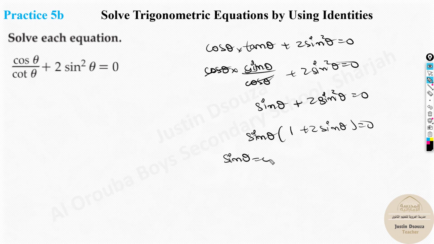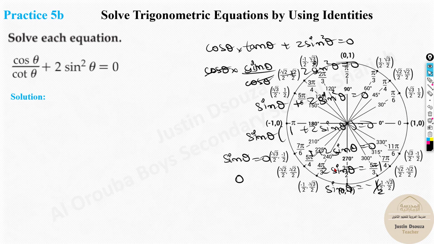Now it's sine theta equals 0. So the answer over here will be theta is 0. And what about this one? 1 plus 2 sine theta equals 0. Take 1 to the other side. 2 sine theta equals minus 1 and sine theta equals negative 1 by 2. Now, when is sine theta negative 1 by 2? If you look at the unit circle, we have two values that will be in the third and fourth quadrant. It's 210 degrees and 330 degrees.